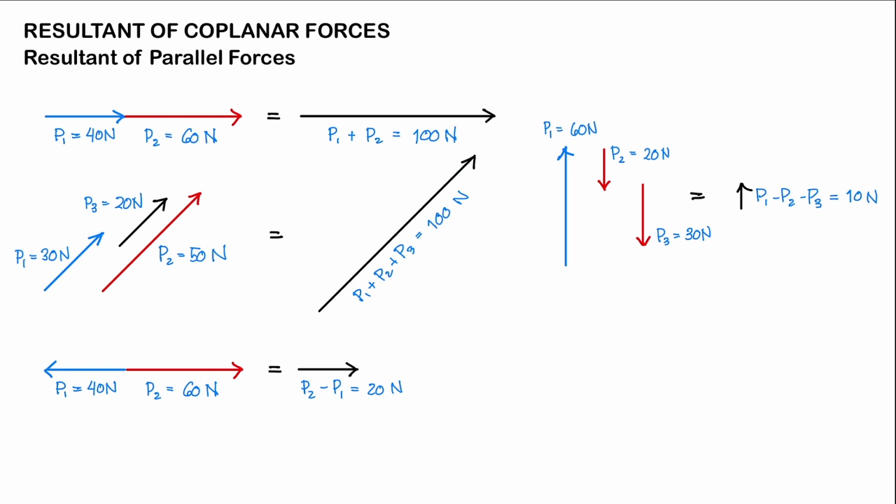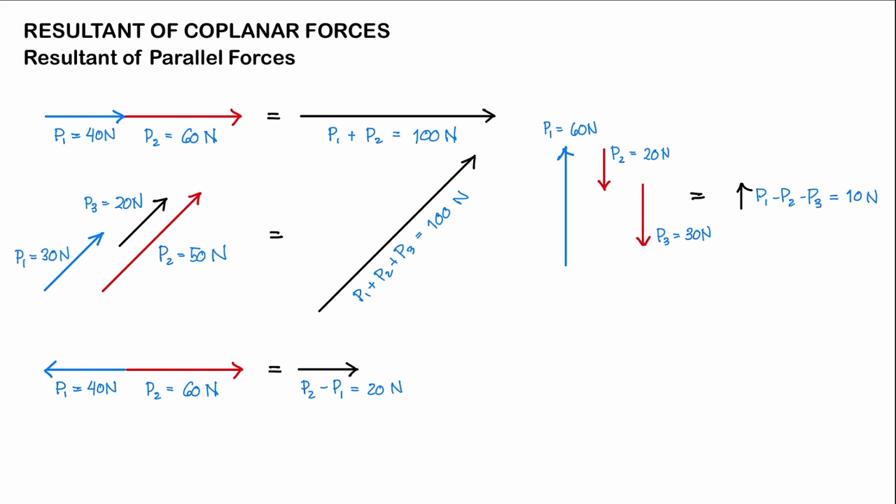What if they're not acting in the same direction, such as this one? Your P1 is acting towards the left, and it is equal to 40 newtons. And our P2 is acting towards the right side, and it is equal to 60 newtons. If this is the case, we're just going to subtract. Since most of the time we consider acting towards the right side as the positive side, we're just going to subtract P1 from P2, and that is equal to 20 newtons.